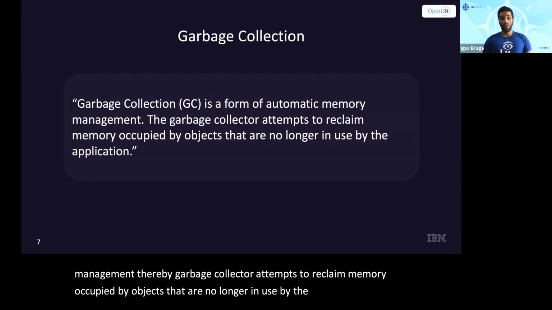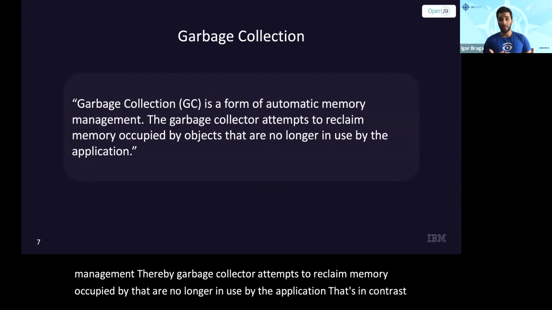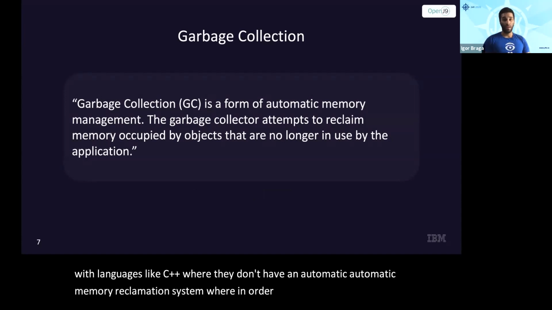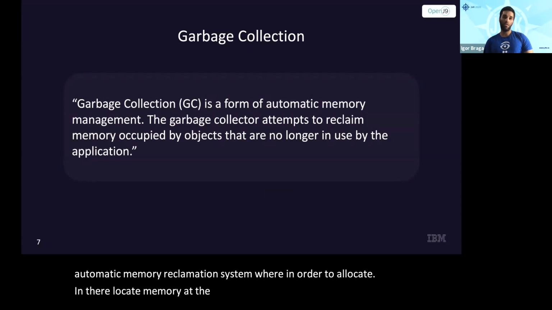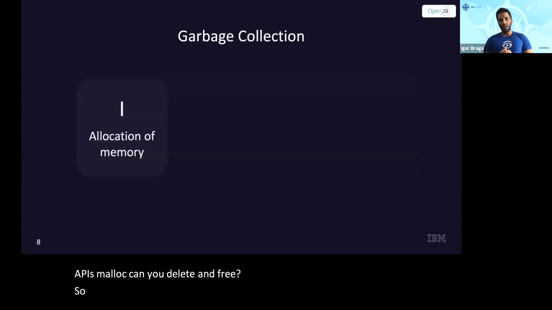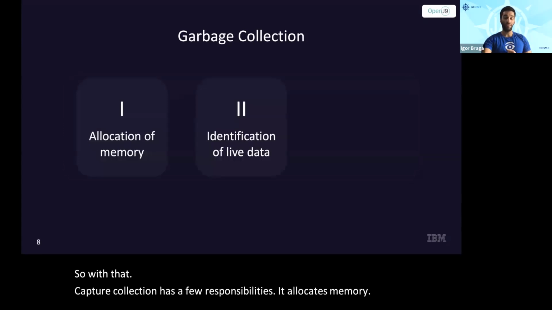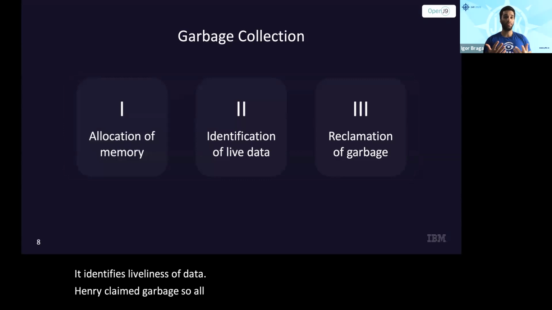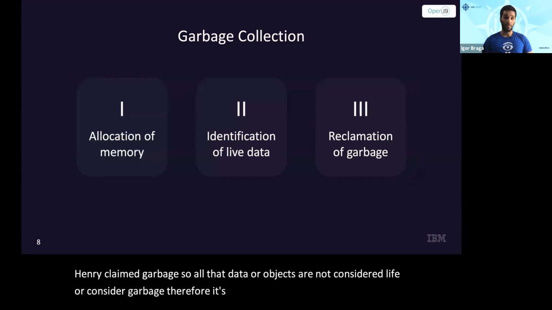And that's in contrast with languages like C and C++, where they don't have an automatic memory reclamation system, where in order to allocate and deallocate memory at the heap, you need to manually call APIs like malloc, new, delete, and free. So with that, garbage collection has a few responsibilities. It allocates memory, it identifies liveness of data, and reclaims garbage. All data or objects that are not considered live are considered garbage, and therefore will be reclaimed by the garbage collector.